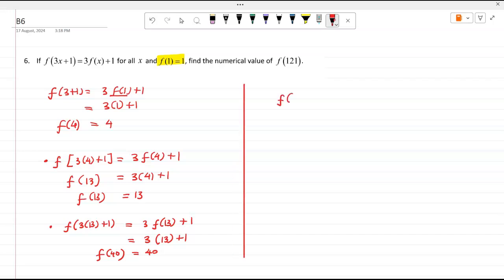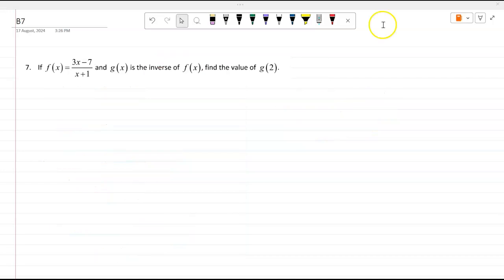So f(3 times 40 plus 1) is equal to 3 times f(40) plus 1. We know f(40) is 40, so it's equal to 120 plus 1, 121. So that's f(121) is equal to 121. Good question.